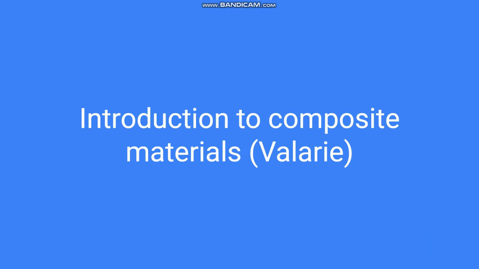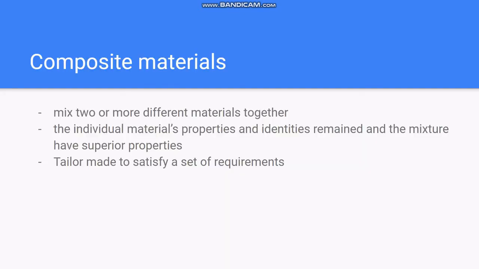So I'll give you an introduction to composite materials. Composite materials are a mix of two or more different materials together. The individual material properties and identities remain, and the mixture has superior properties. It is tailor-made to satisfy a set of requirements. In conclusion, a composite material consists of a combination of materials mixed together to achieve specific structural properties.